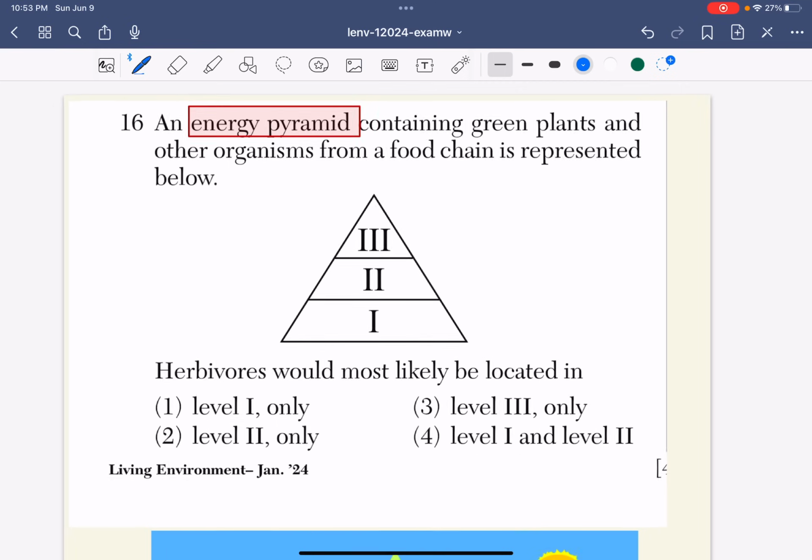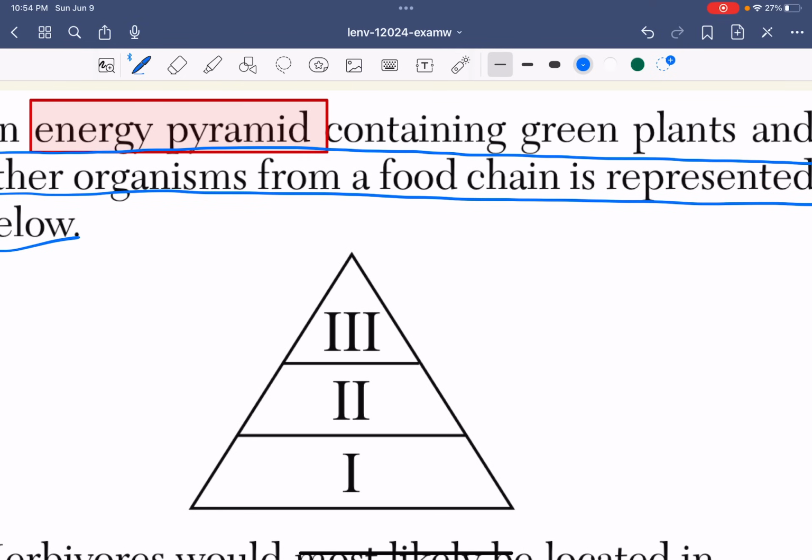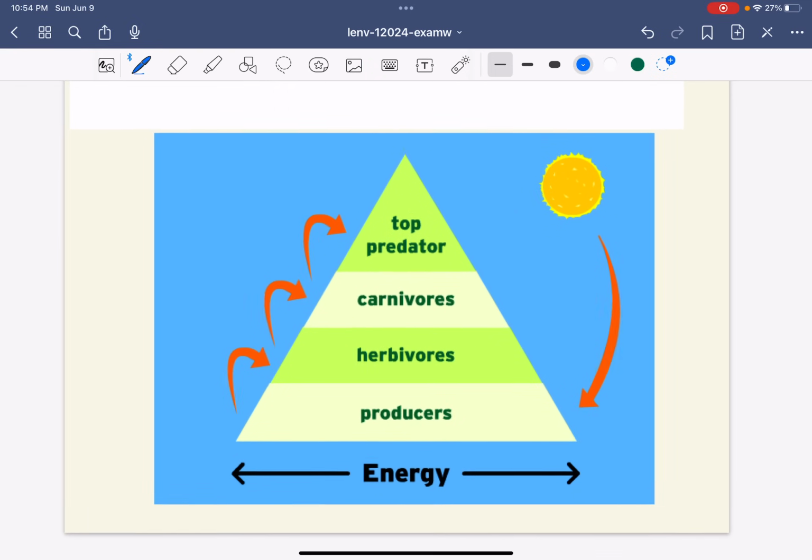Okay, let's move on to number 16. An energy pyramid containing green plants and other organisms from a food chain is represented below. Okay, so here we have an energy pyramid. Before we even look at this energy pyramid, you need to know the levels and what they represent and why it's big at the bottom and small at the top. Why is it a triangle? So, of course, I got a picture for you.